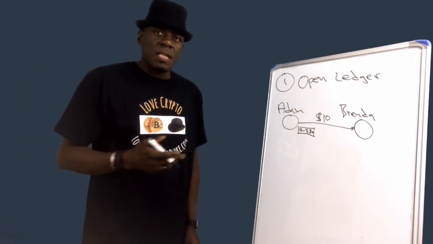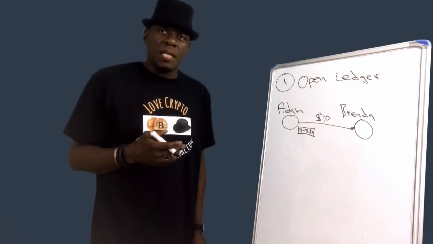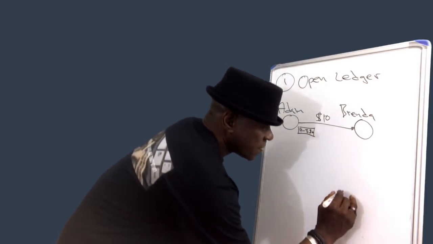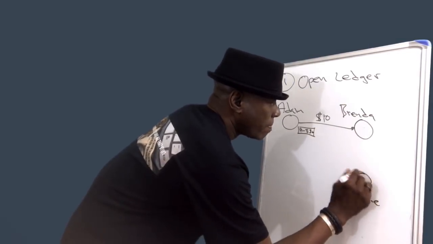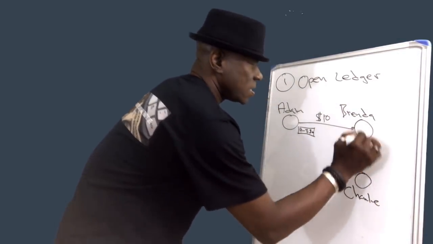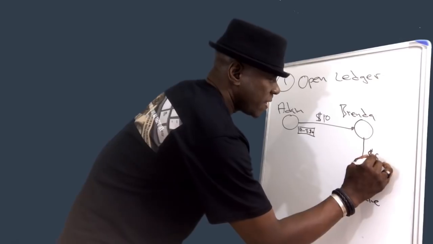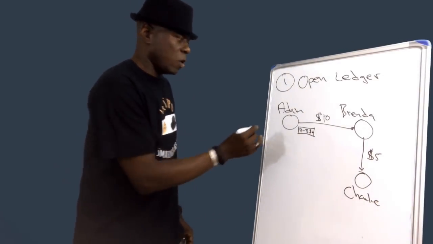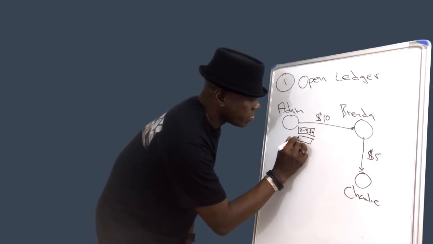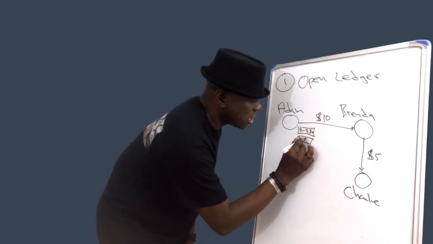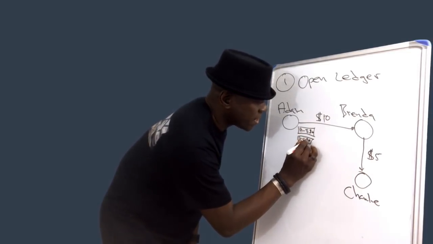Now Brenda wants to send Charlie some cash. So let's have Charlie down here. And Brenda sends Charlie $5. We open another entry. So Brenda sent Charlie $5.